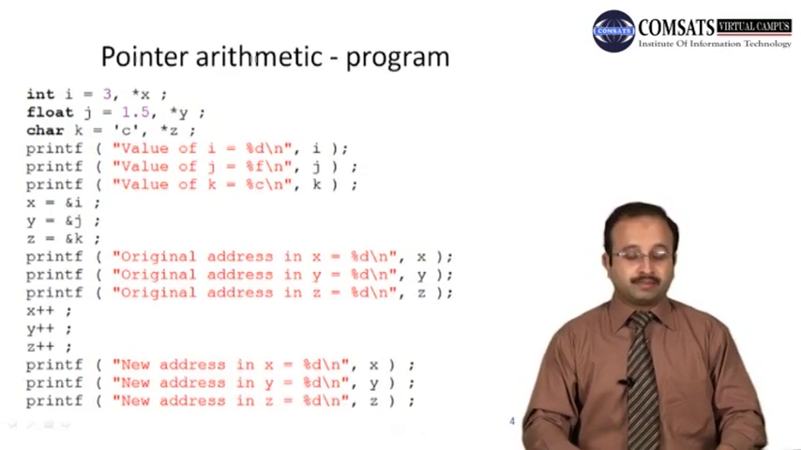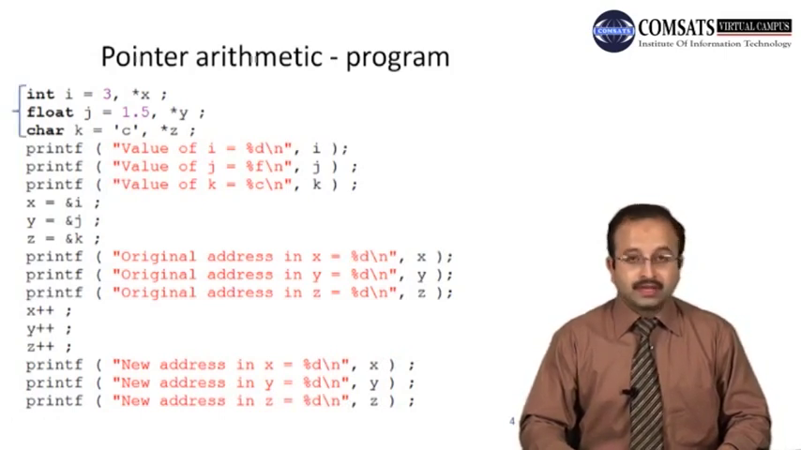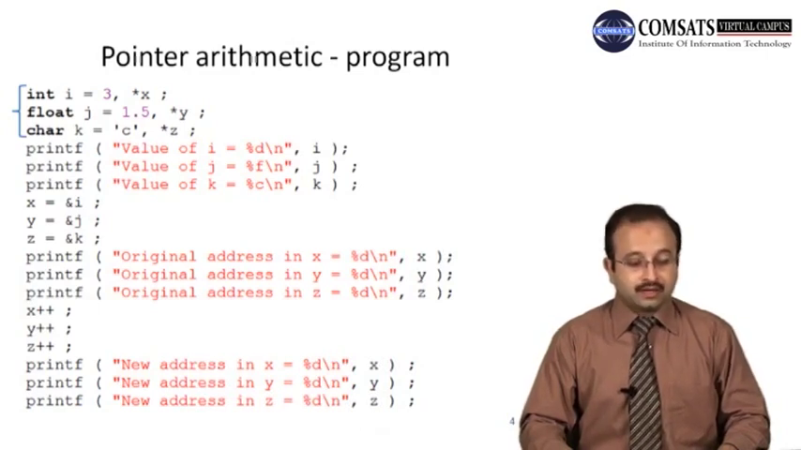Let's come to the pointer arithmetic program. This is a program that uses some basics of pointer arithmetic. The first three statements are declaration statements, where we are declaring and initializing some variables. The first statement declares an integer variable i and an integer type pointer x. In the second statement, we are declaring a float type variable j, assigning it the value 1.5, and a float type pointer y. And in the third statement, we are declaring a character variable k, assigning it the character constant 'c', and declaring a character pointer z.